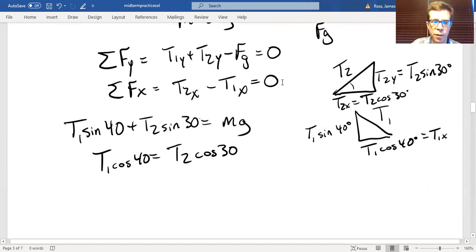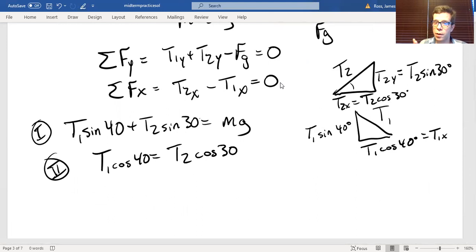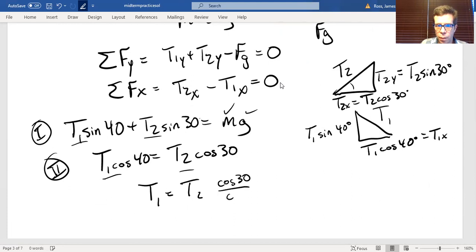There are two equations. And now we just need to solve them, right? We've got two unknowns, T1 and T2. We know the mass, we know g. Two equations, two unknowns. Easiest way to solve here would be substitution, I think. So I'm going to solve equation 2 like this. T1 is equal to T2 times cosine 30 over cosine 40.